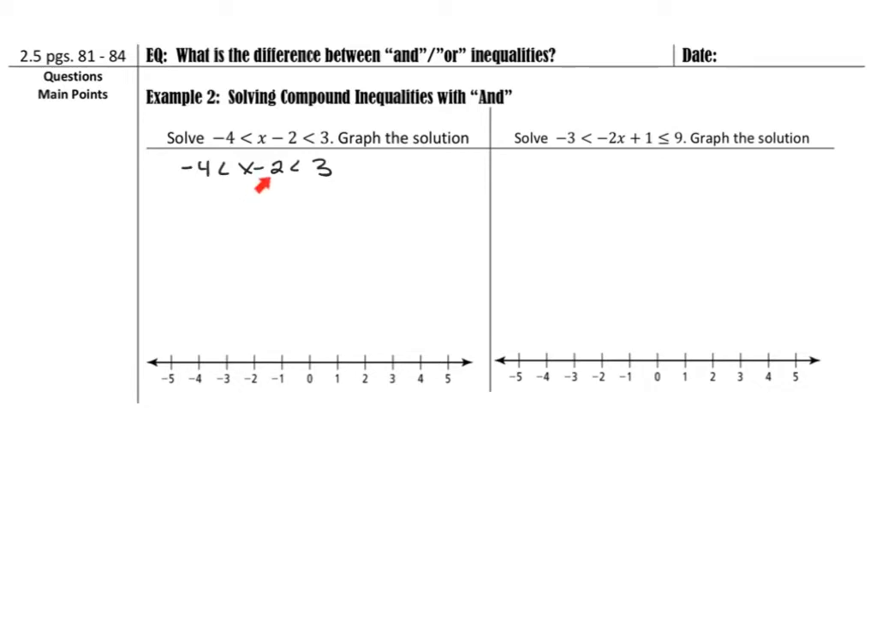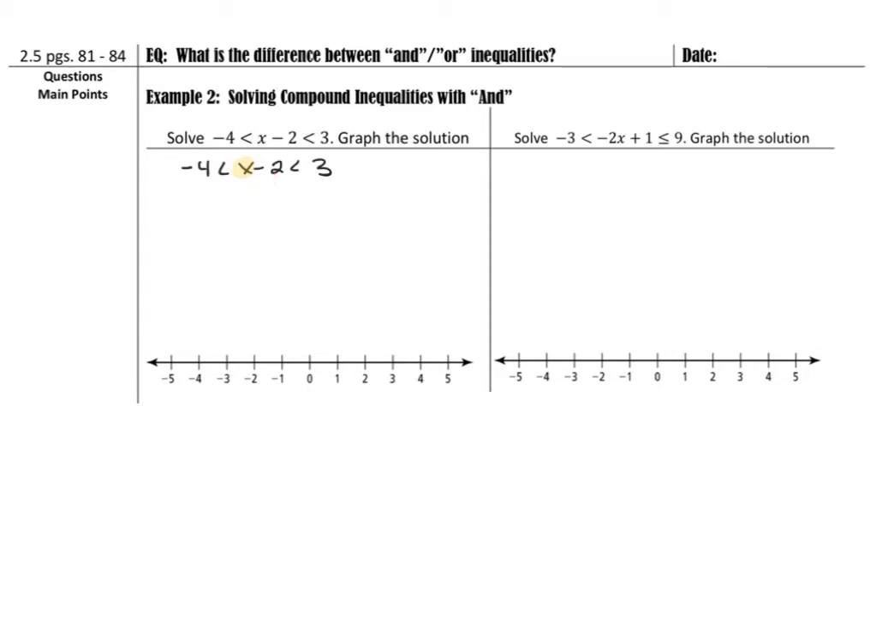What kind of inequality is this? Is this an and inequality or is it an or inequality? This is an and inequality because the x is in the middle. So we still want to solve for my variable. Now it's in the middle and we want to isolate it. So I want to move this 2 out of the middle.